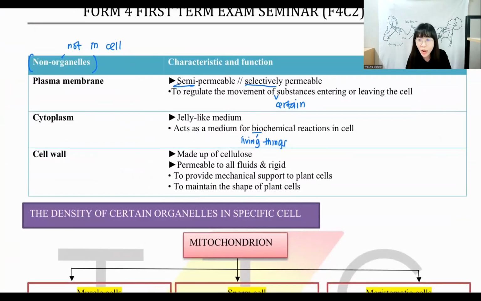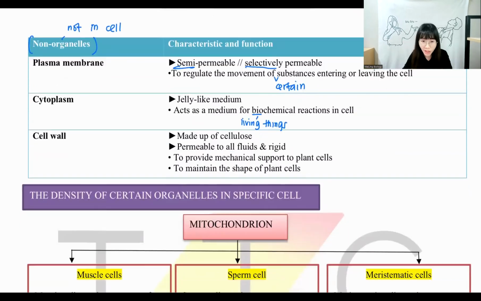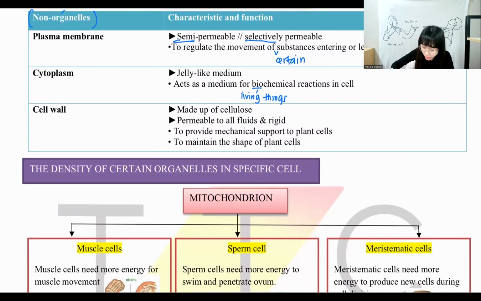Okay, and then we have the cell wall. Tell me, what do you know about the cell wall? What is the function of the cell wall? To maintain the shape of a plant cell, correct? And to provide support. Okay, that's the correct answer. The cell wall has two functions. Number 1, provide support. Number 2, maintain the shape of the cell.